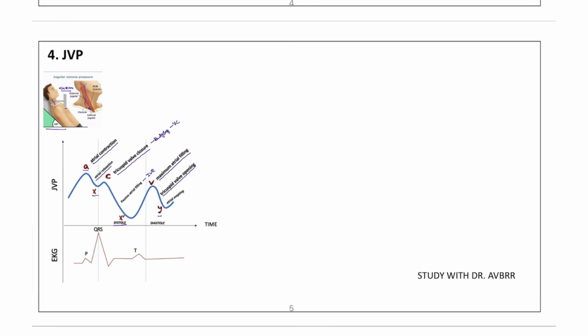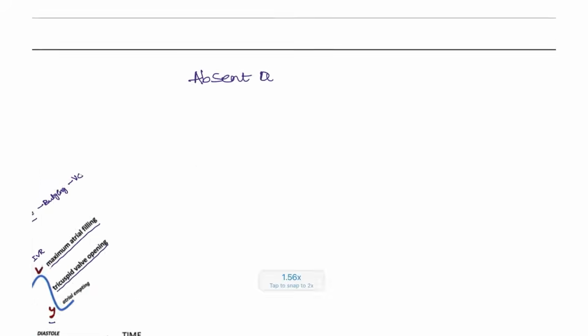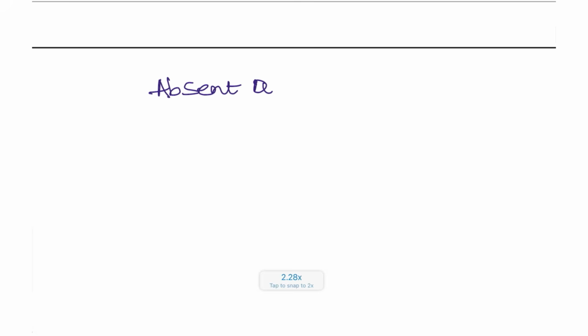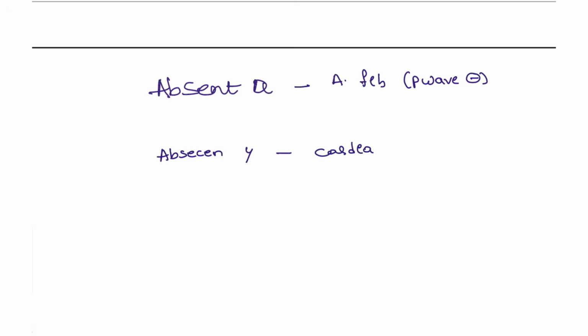Next, what are the conditions associated with these JVP defects? So there is an absence of the A wave. It is possible that the A wave can be blunt, right? Or there can be an absent descent, for example, Y descent can be absent. Why are these two waves absent? Because this is seen in atrial fibrillation. So obviously P wave is absent in this patient, so the A wave is also absent. And absent Y descent is seen in cardiac tamponade.